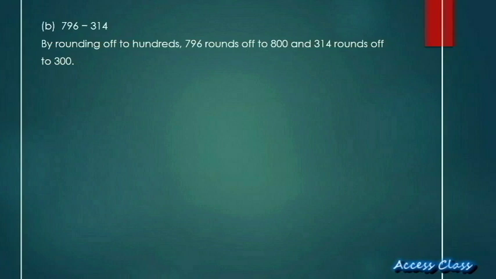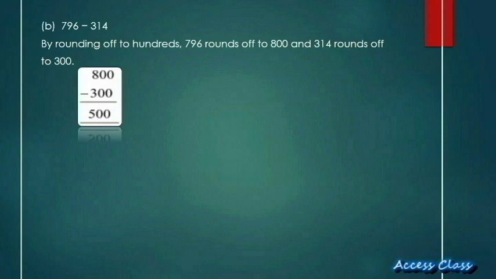Okay. Now, when you subtract 300 from 800, what will you get? Do it fast and tell me the answer. Yeah, you will get 500. Very good. Next, the C part I'm going to give you for homework. So we are going to start the D part.